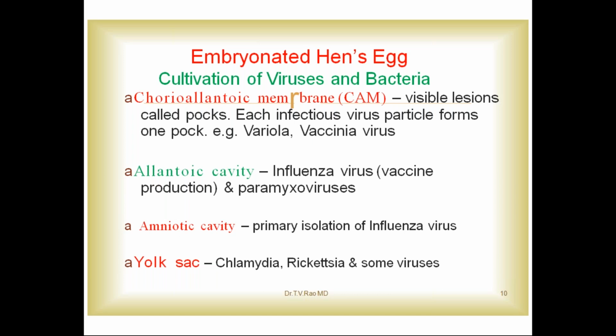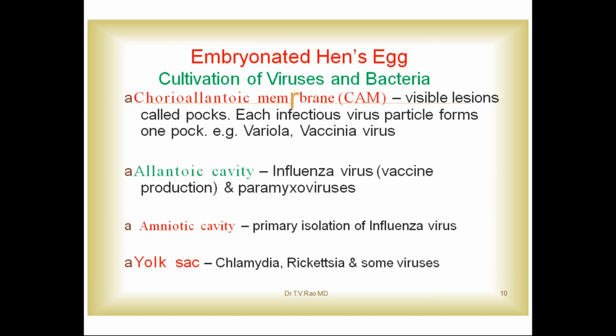The second site is the allantoic cavity, which supports viruses like influenza virus and paramyxoviruses. The allantoic cavity contains a rich amount of fluid which is important for the growing of the virus. That is why a rich yield of virus will grow in the allantoic cavity, particularly influenza virus and parainfluenza virus.